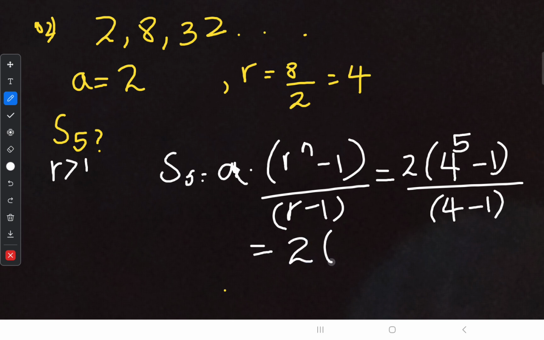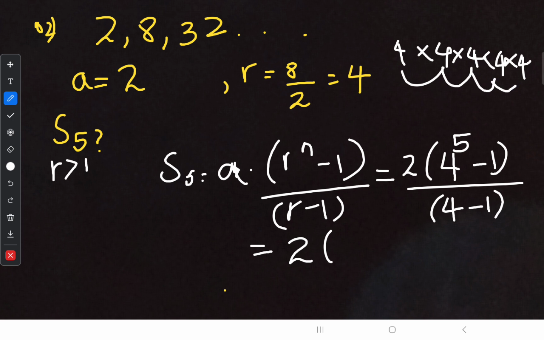2, 4 to the power of 5 means 4, 16, 64, 64 fours are 256, 256 fours are 1024.